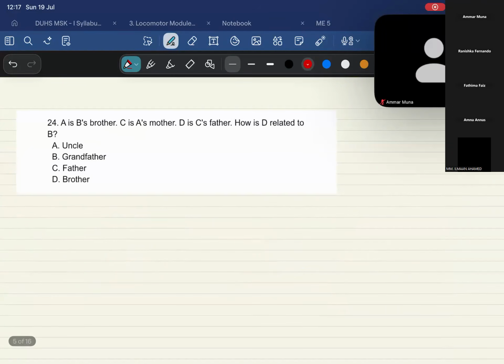Right. So the statement: A is B's brother, C is A's mother, and so on. That means this is another pedigree chart pattern where we have to figure out how D is related to B.